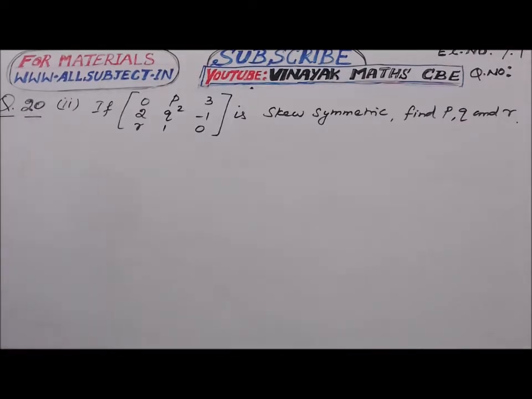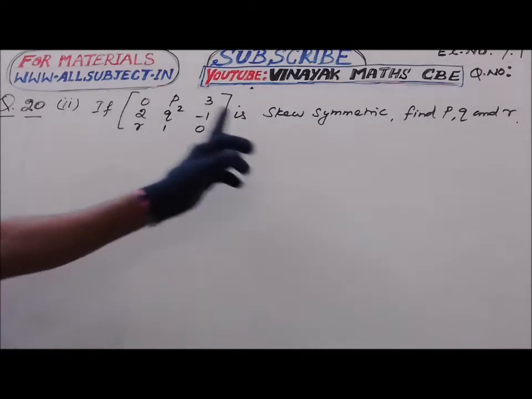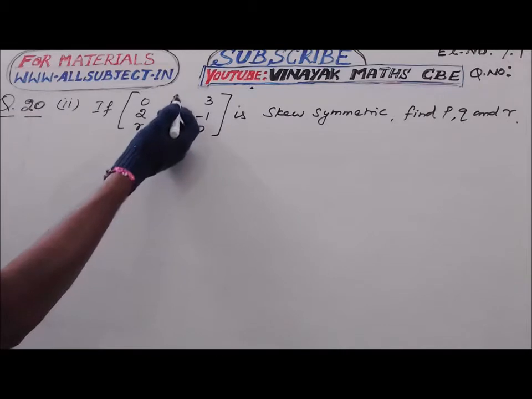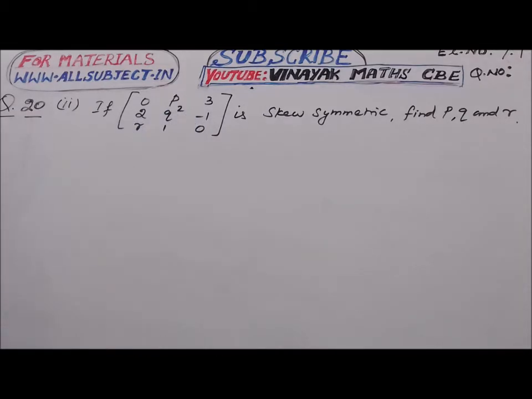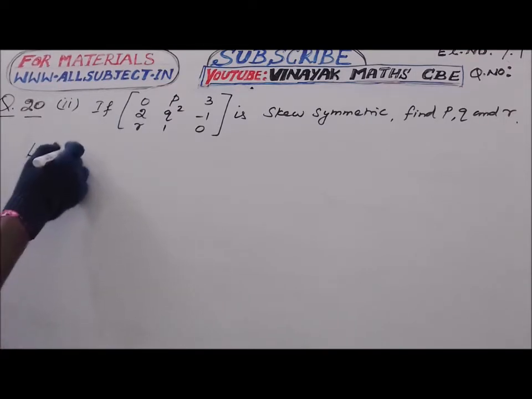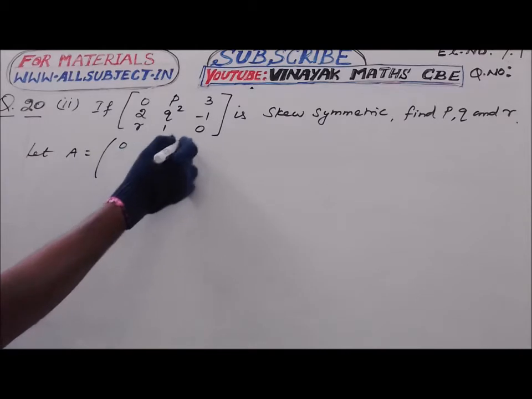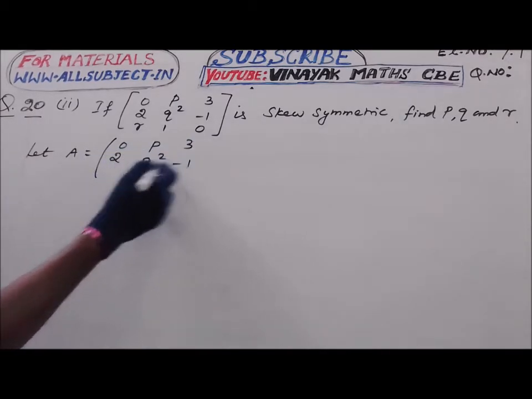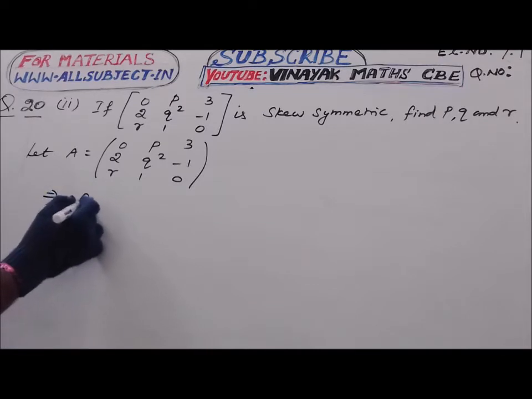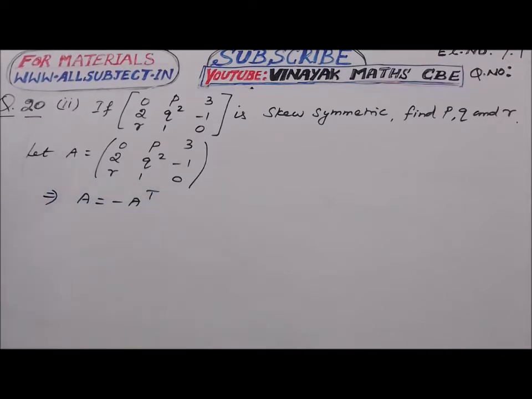Subdivision number 2 in question number 20. If the given matrix is a skew symmetric matrix, then find the values of P, Q and R. Suppose we let A equal the given matrix [0, P, 3; 2, Q², -1; R, 1, 0]. Given it is skew symmetric, this implies A is equal to minus A transpose, or A transpose is equal to minus A. We can write either way.